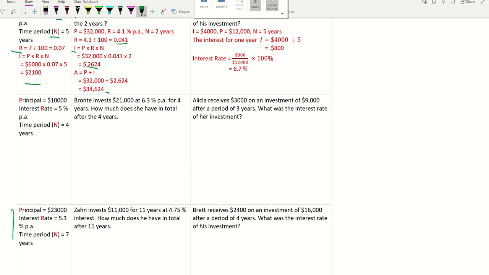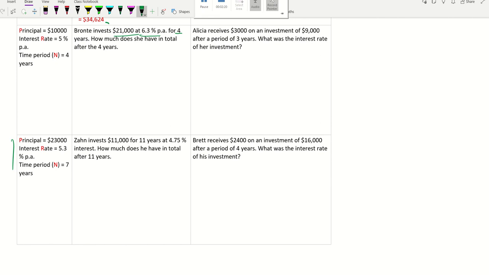The questions down here are the same type. Bonte invests 21,000 at 6.3% per annum for 4 years. How much is he in total after 4 years? And then this one's Arn investing 11,000 for 11 years at 4.75%. How much does he have in total?